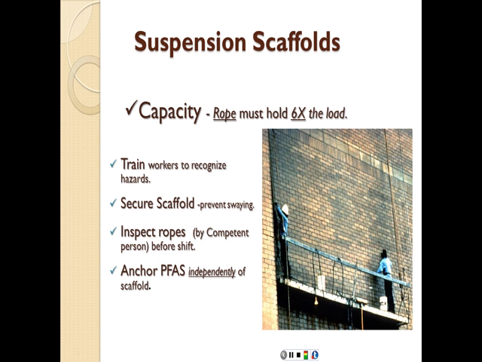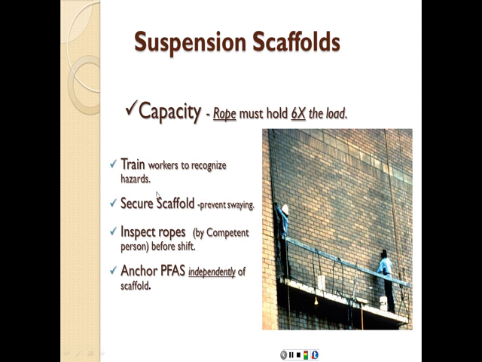The third type of scaffolds is the suspension scaffolds. As you can see here, this is suspended from the top instead of being built from the bottom up. The rope suspending the scaffold must hold 6 times the load. Remember, for the platform scaffolds, we had a factor of safety of 4. Now for the suspended scaffold, it's going to be even more strict. It's going to be 6 times the load.